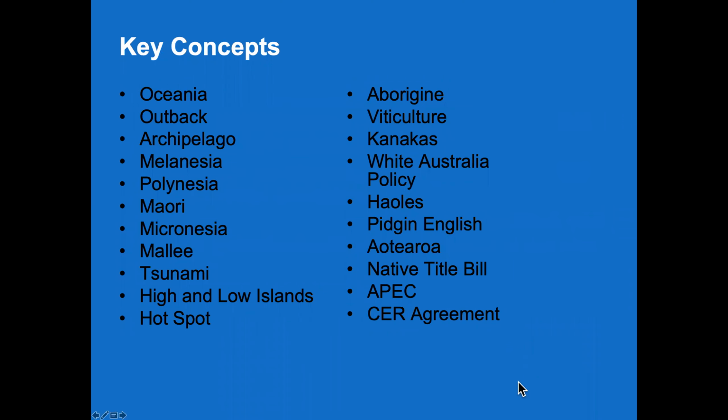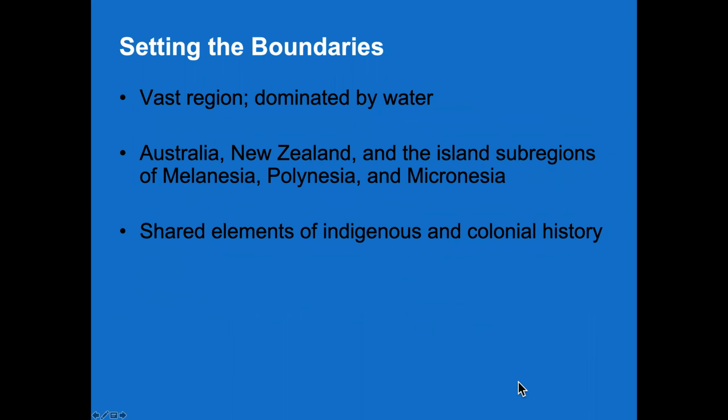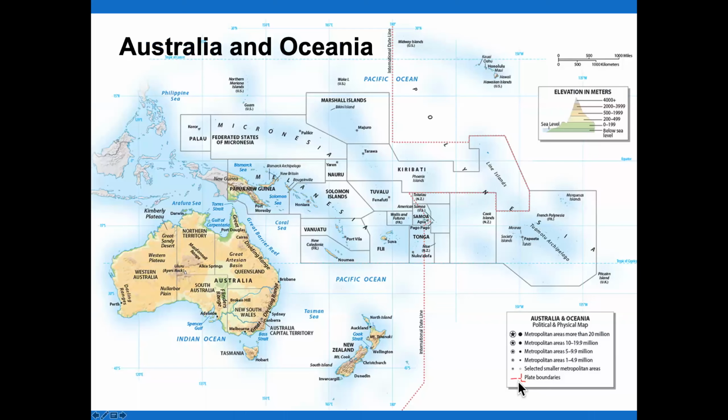Some of the key concepts and terms. Again, setting the boundaries are dominated by water, as you already saw. It would be easy to focus on Australia and New Zealand as sort of the bigger players in terms of population. But there's a lot more complexity to the region than just those two.